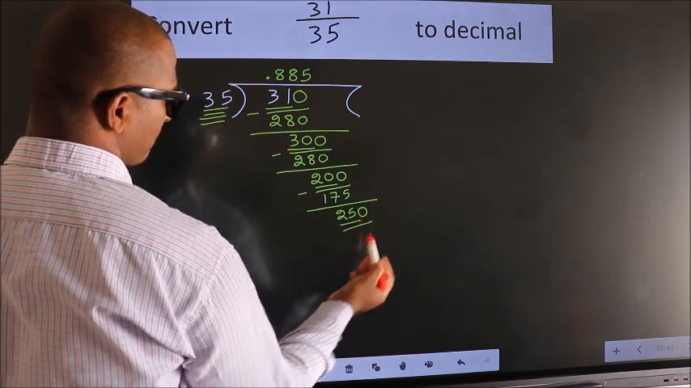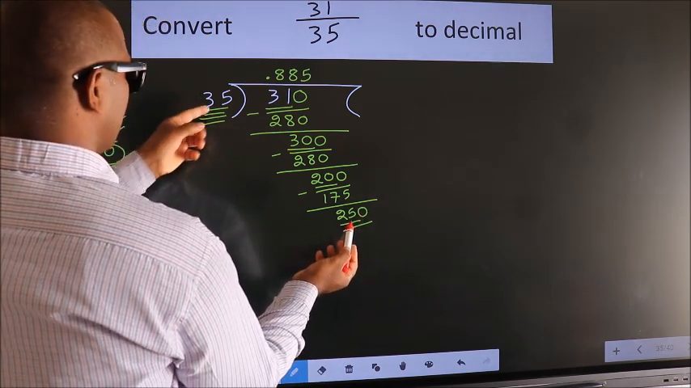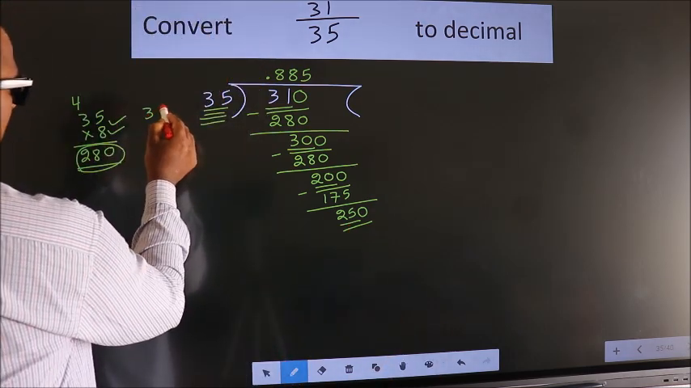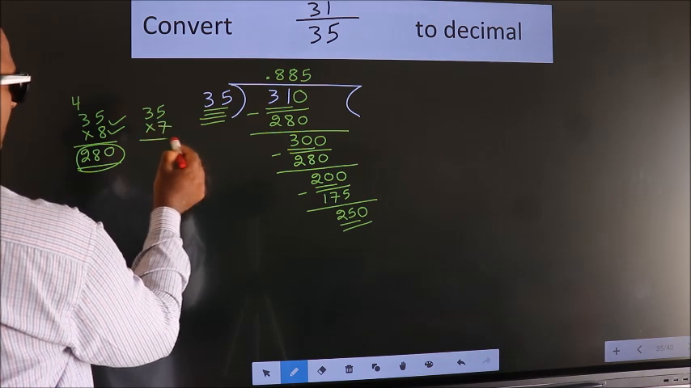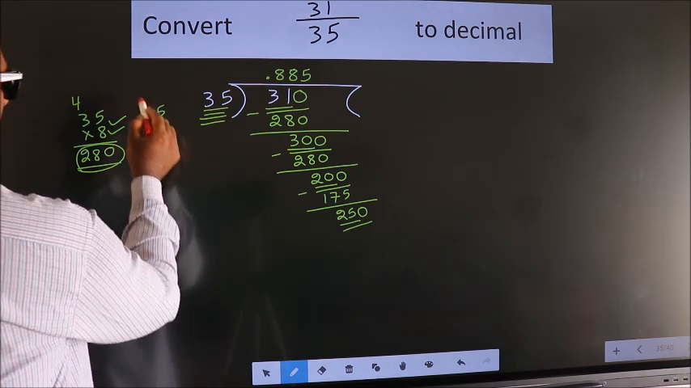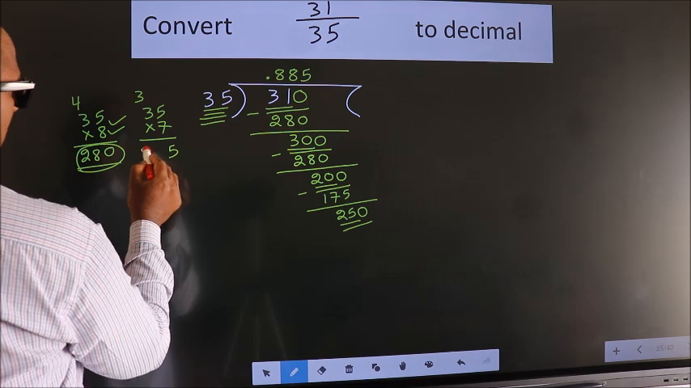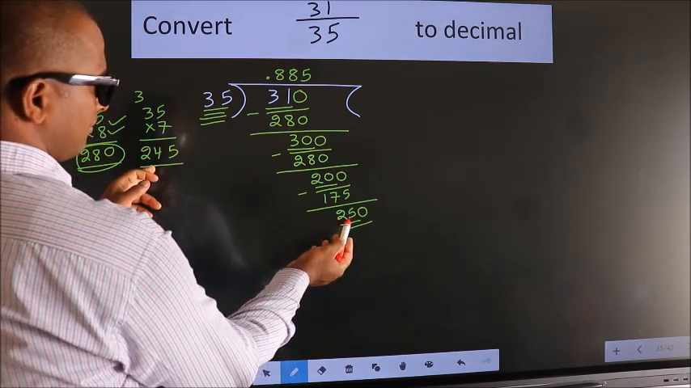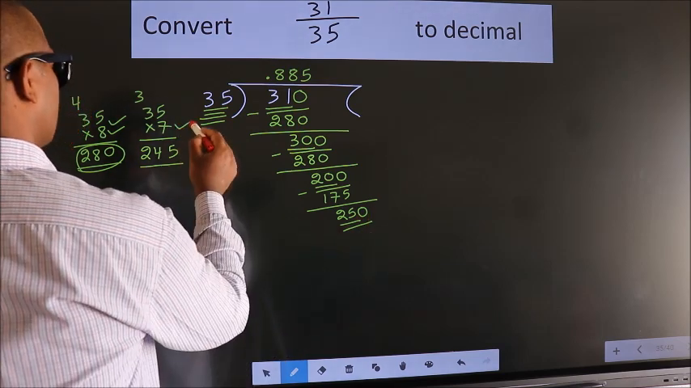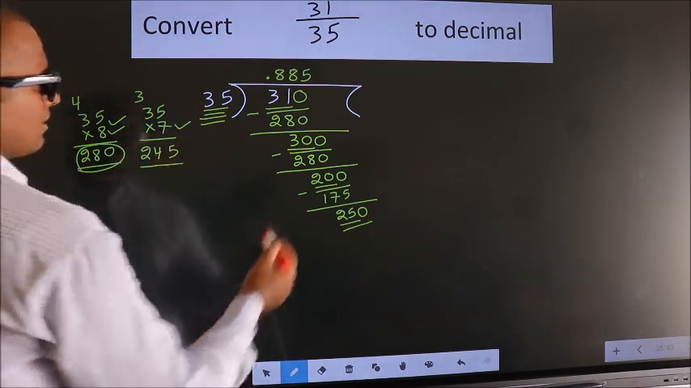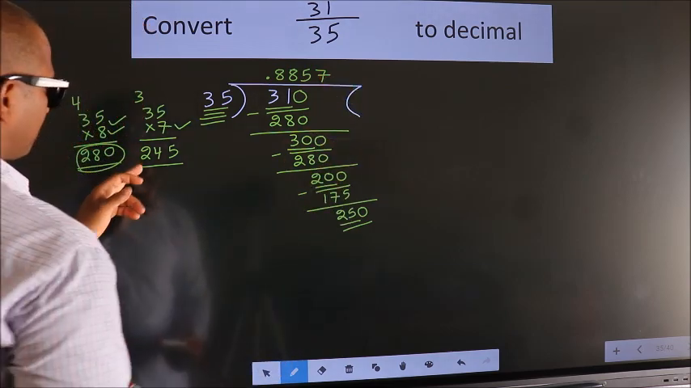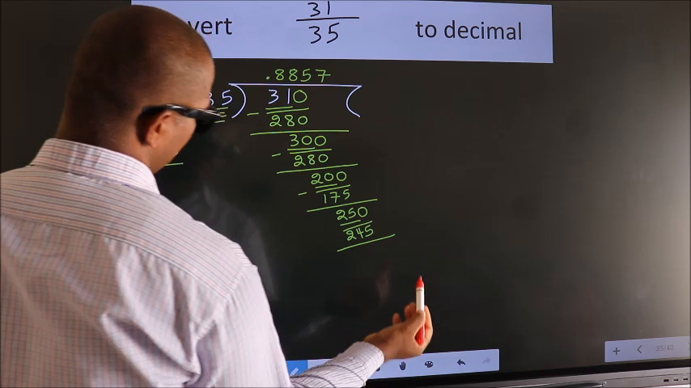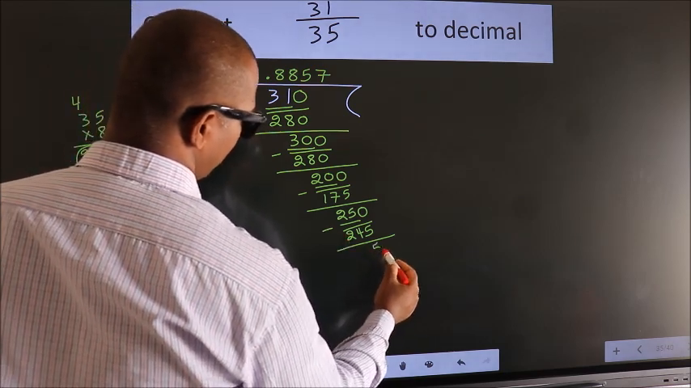So 250. A number close to 250 in the 35 table is, let us go with 7. So 35 7 times. 7 5s are 35, 5, 3. 7 3s are 21 plus 3, 24. So 245 is close to 250. So we should go with 7 times. So 35 sevens, 245. Now we subtract, we get 5.